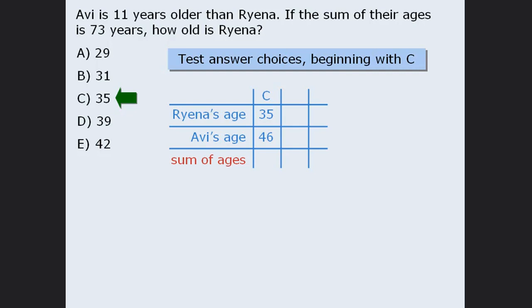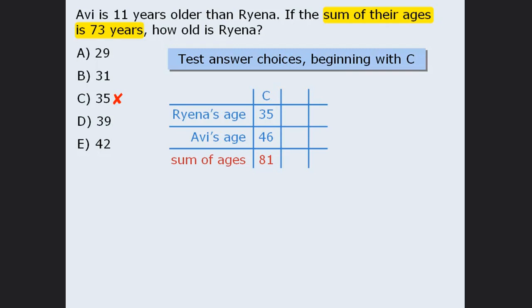When we find the sum of these two ages, we get 81. But the question tells us that the sum of their ages must be 73. So we can eliminate answer choice C since the subsequent ages do not satisfy the given conditions in the question.